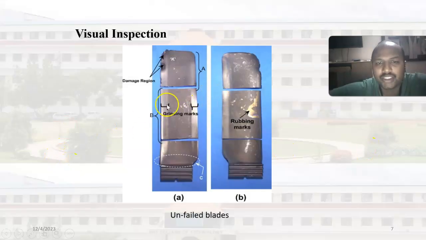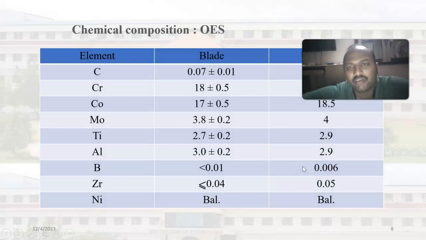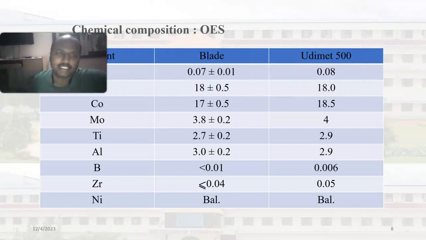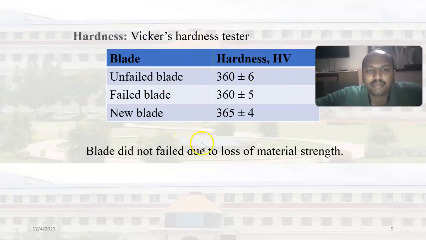In the visual inspections, you can see some damage regions, and here there are some grinding marks and rubbing marks here and there, right? For the chemical composition of this OE manufacturing, you can see it is UDIMET 500. It is clearly matching with the base structure, but even though it is acting at high temperature, you can see a failure.